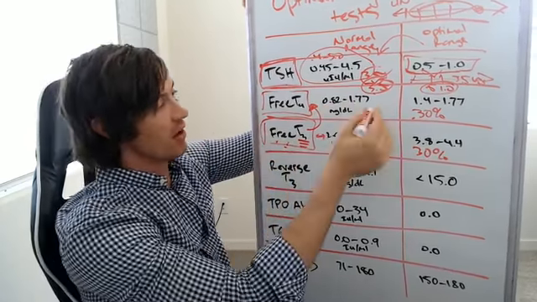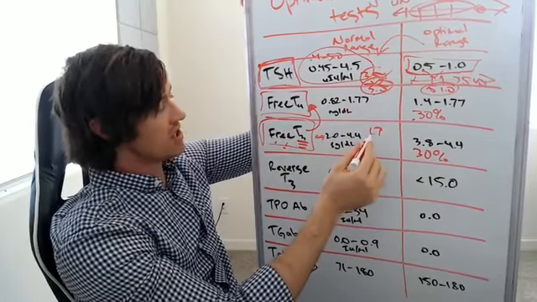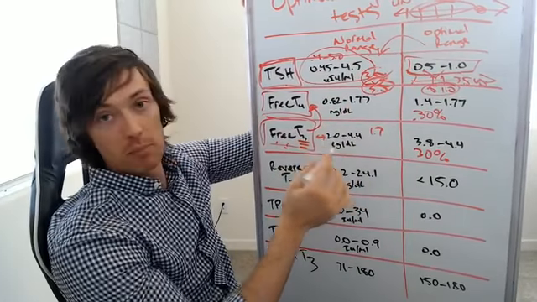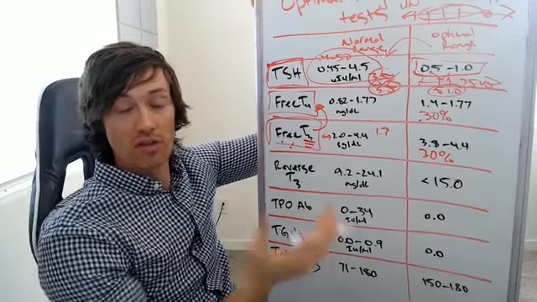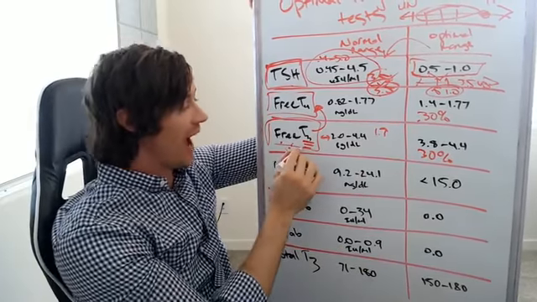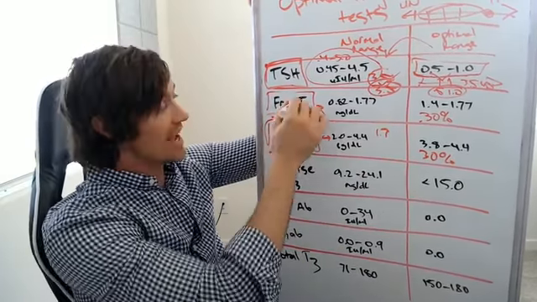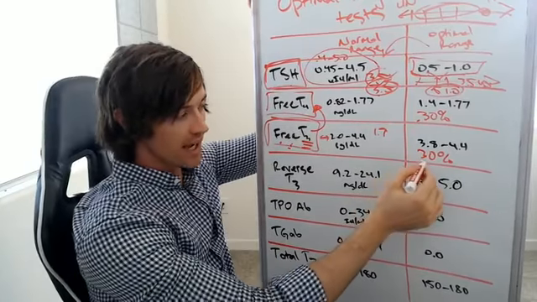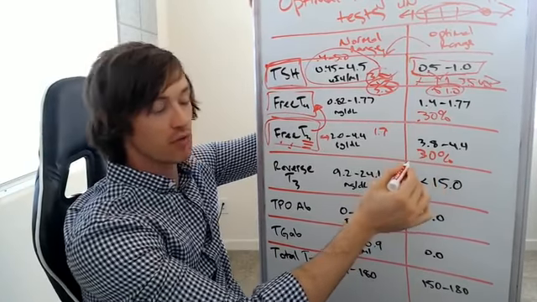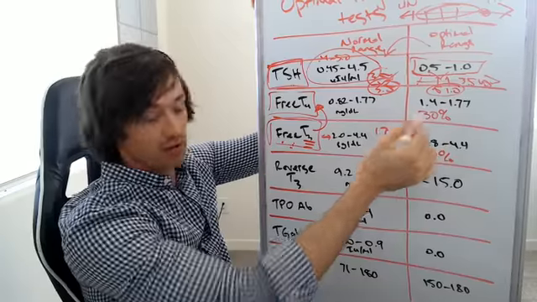So the TSH will be high, the free T3 will be somewhat low, but it will never be tested for, and no one will ever know that this patient has a thyroid problem. That's why you have to be checking your free T3 as well as your free T4. And again, we're looking for the top 30% of the reference range on free T3 and free T4.